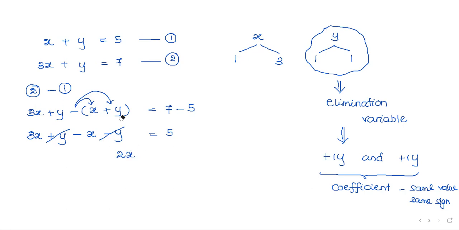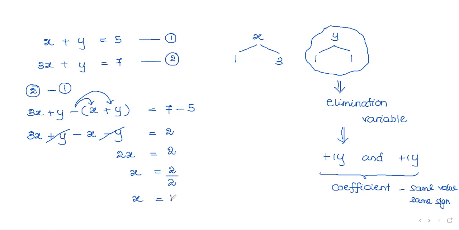Here again, the teacher is making so many mistakes today. So then here it is 2. And 2x means 2 times x. So then 2 divided by 2, then x is equal to 1.